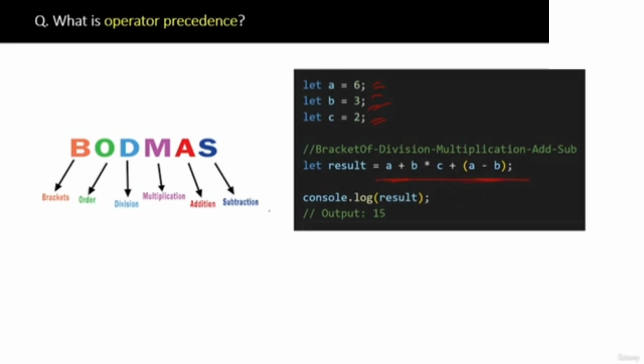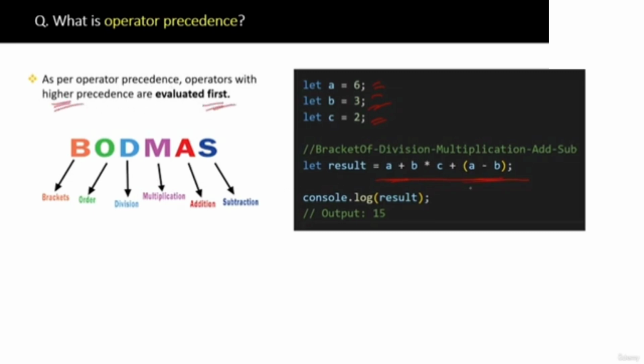The point is, as per operator precedence, operators with high precedence are evaluated first. And the precedence is that the bracket will be resolved first, followed by division, then multiplication, addition, and lastly subtraction. So here first inside the bracket a minus b will happen, then multiply, finally the add. And you will get this as an output. This is operator precedence.